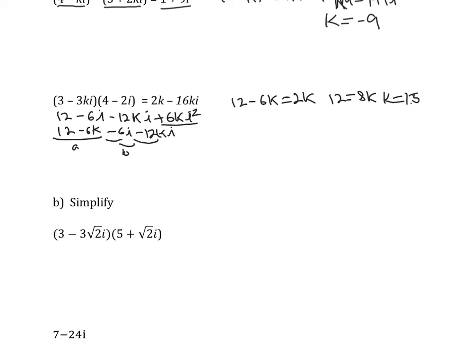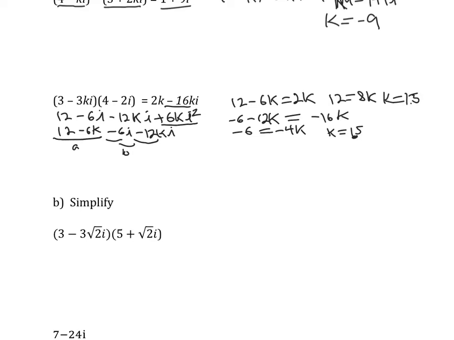Now, we should get the same value for k when we check the imaginary portion, and when we check there, we get that negative 6i, or just negative 6, the coefficient, minus 12k has to equal negative 16k, and that means that negative 6 is equal to negative 4k, which means that, again, k is equal to 1.5.